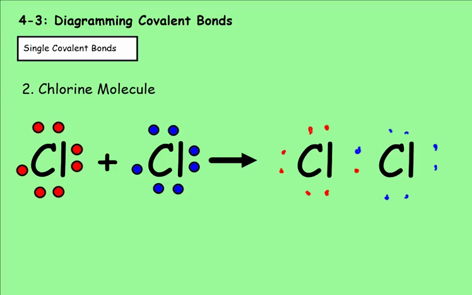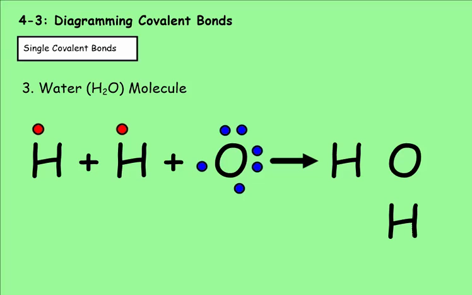You notice how if this red chlorine shares this blue dot, and this blue chlorine shares this red dot, they now have 8 if they can share. And remember, we don't actually show this with the dots, we show this with a line to show that they are bonded. So each chlorine now has that outer shell: 1, 2, 3, 4, 5, 6, and this counts as 7, 8. Let's do one more single covalent bond.